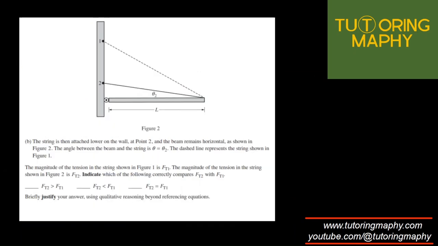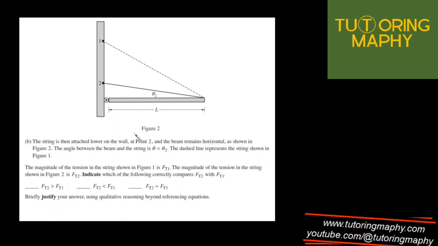Okay, the next question talks about now the string has been moved downwards at point 2 and is connected again to one end of the rod with a smaller angle. So they are saying that now the tension is Ft2. Earlier the tension was Ft1. So compare. I think we can use the concept of net torque equal to 0, right?